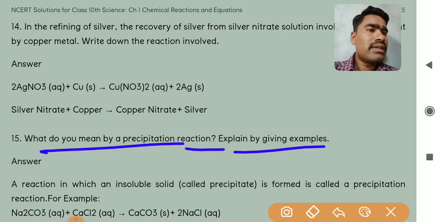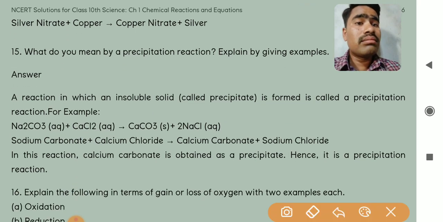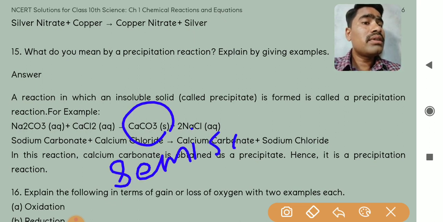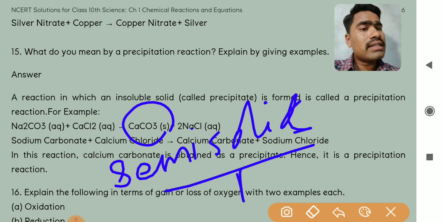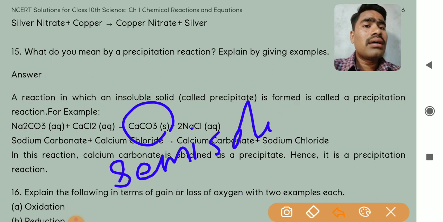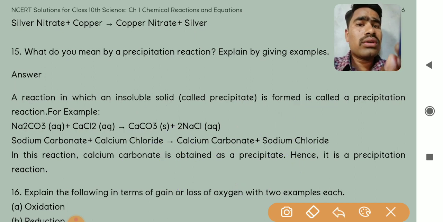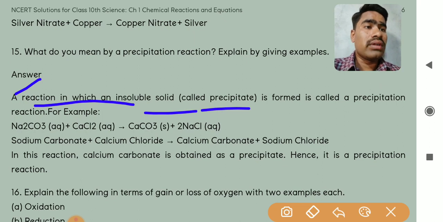When a double displacement reaction takes place, one of the products is a precipitate. A precipitate is a solid, or semi-solid, which is insoluble. It does not dissolve. That semi-solid substance is called a precipitate, or PPT, the abbreviation used for precipitate. You can see the semi-solid substance in the given reaction. This is the definition: the reaction in which an insoluble solid, called a precipitate, is formed is called a precipitation reaction.